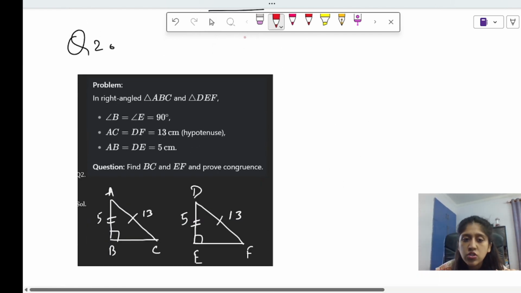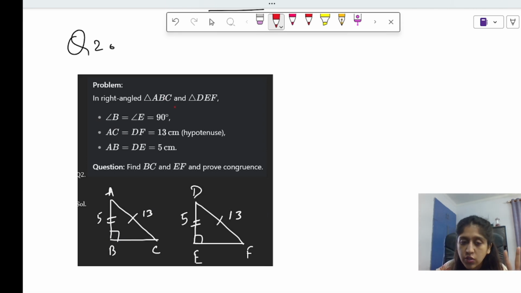ठीक है? Now the next question. ठीक? This is the second question and this is the last question for today's video. ठीक है? Let's just go. So we have a right angle triangle. ठीक है? First of all, right angled. This is a very important word. तो इससे हमें क्या पता चलता है? That there is a chance of RHS.